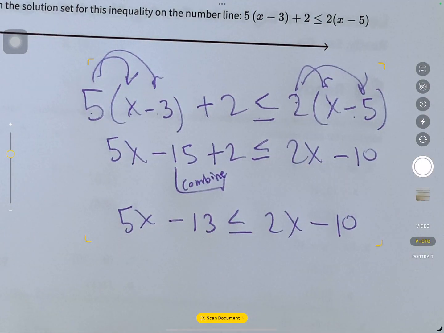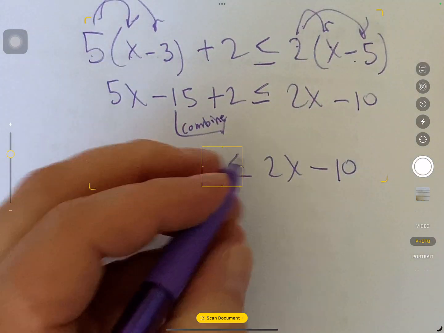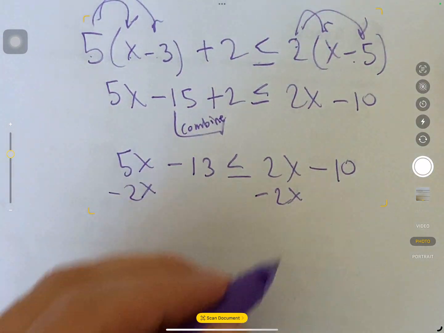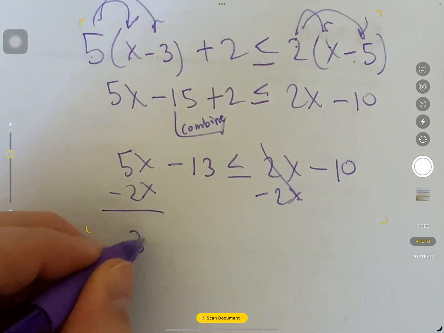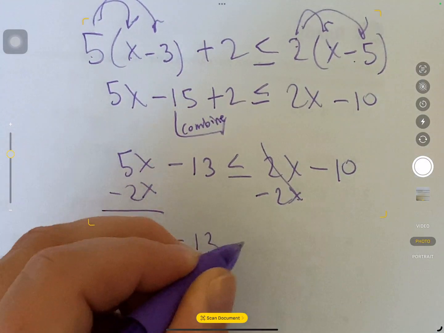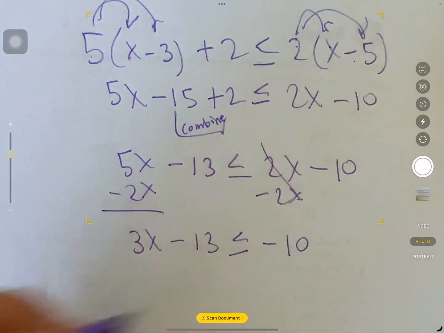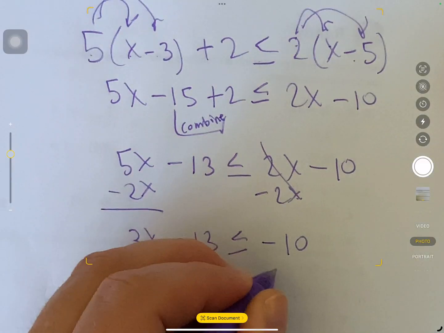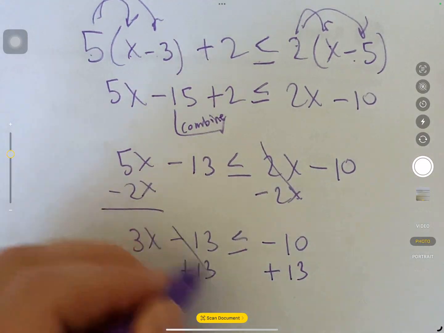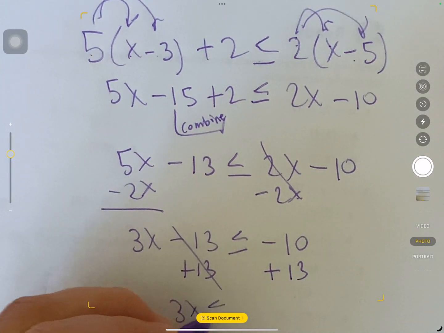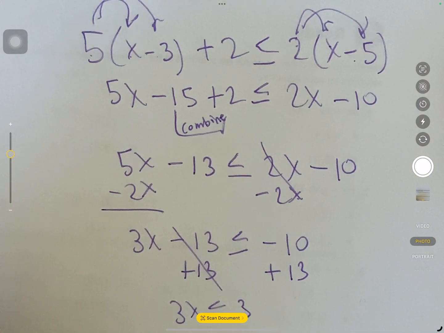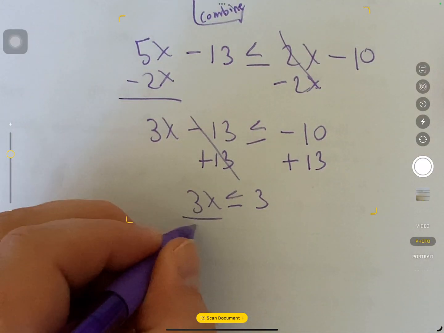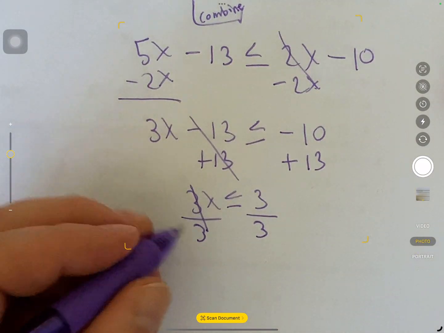It's a 3-step inequality from here, and we're gonna solve like we solved for x. So minus 2x on both sides. This is 3x minus 13 is less than or equal to negative 10. Now we're gonna add 13 to both sides. And this is 3x is less than or equal to 3. And then we're going to divide by 3 on both sides.